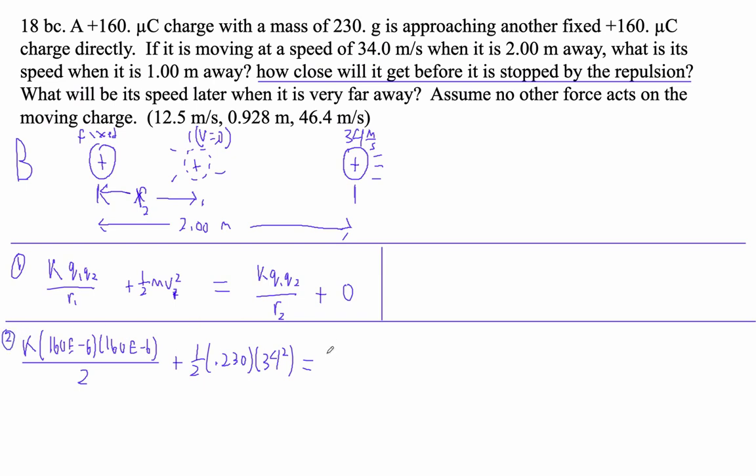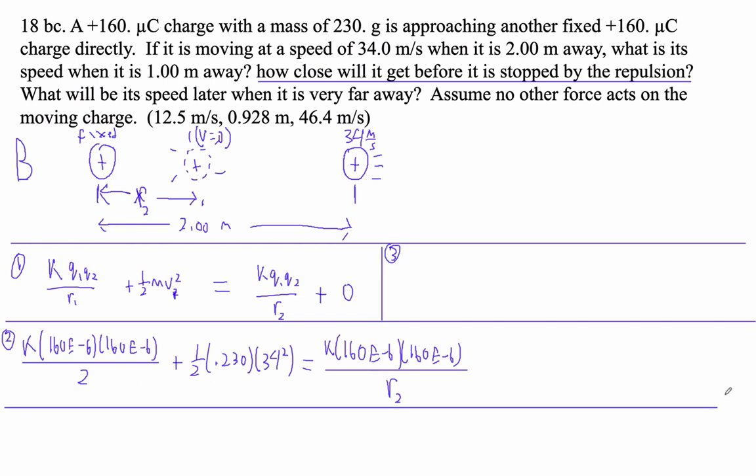just the potential. So K times 160 e minus 6 times 160 e minus 6 divided by, we just don't know this R2, right? Okay, I think we can do this. So let's do the next step here.